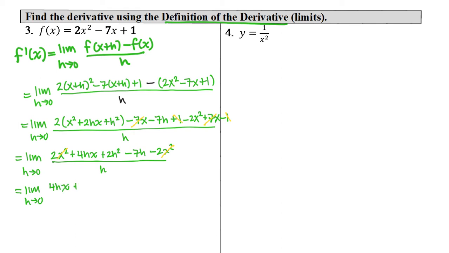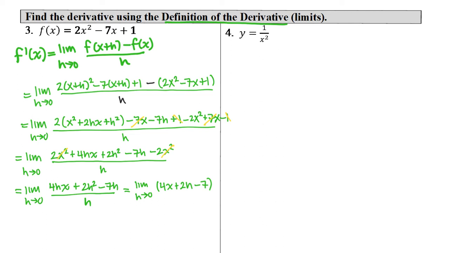4hx plus 2h squared minus 7h divided by h. Okay, I'm going to go ahead and cancel an h out of all the terms. I could also factor the h out first, but I can see that this has an h, this has an h, and this has an h, so I'm going to go ahead and get rid of them. That's going to go down to 4x plus 2h minus 7.